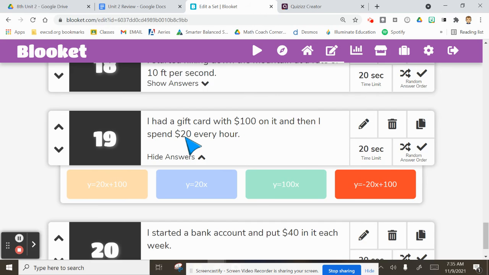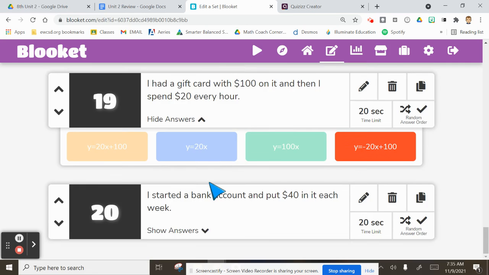If I had to spend $20 every hour, well, 1 hour would be 20, two would be 40, three would be 60, four would be 80, 5 hours would be 100. So if I put 5 here, 5 times negative 20, that'd be negative 100, and y would equal 0. Just throwing that out there.